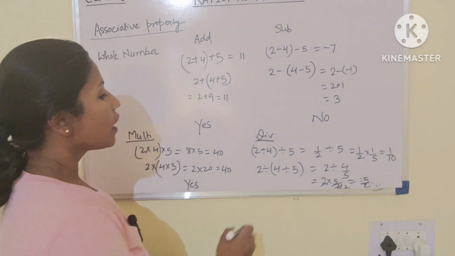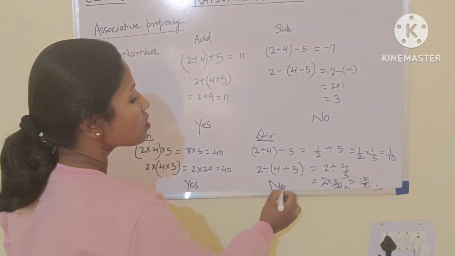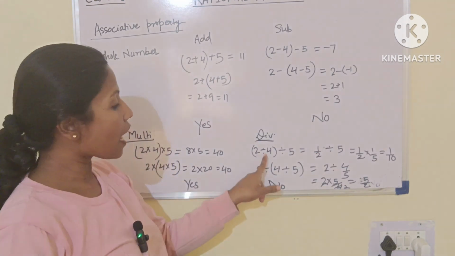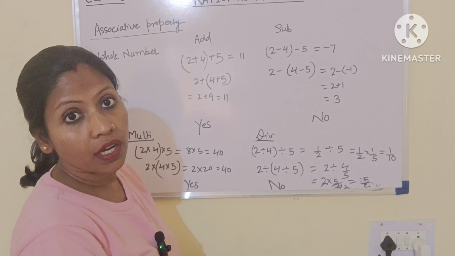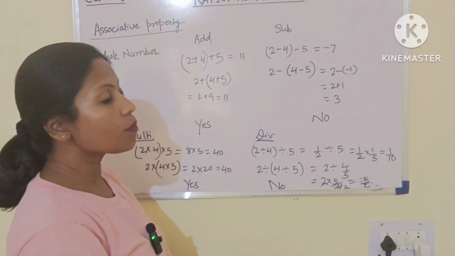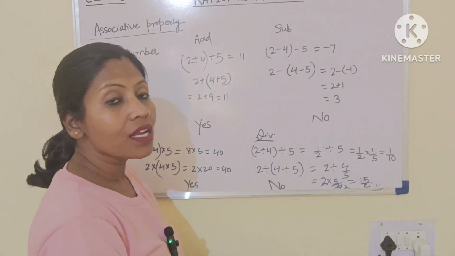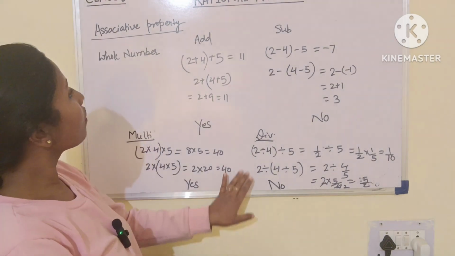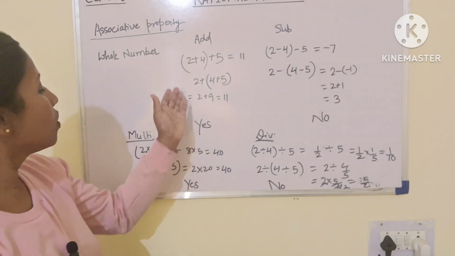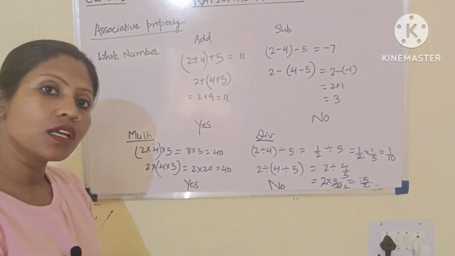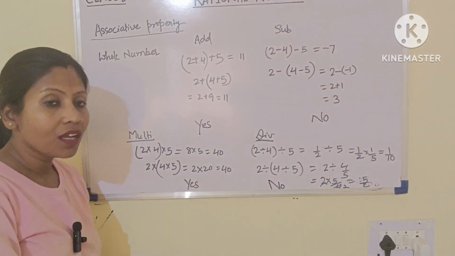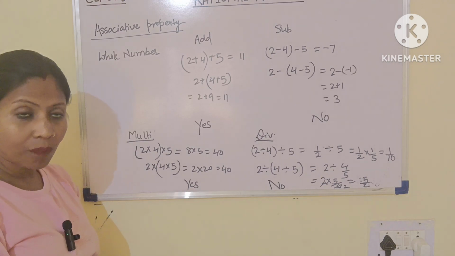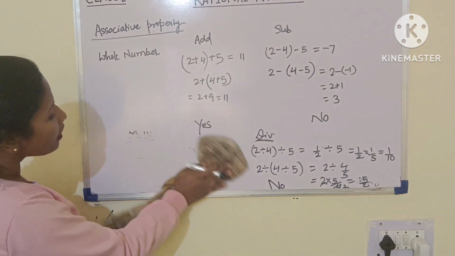So in the division rule, it's not followed. Why? Because this and this, when we are associating with different groups, the result is different. Okay. So association property, the grouping property is not followed in division and subtraction. Although in addition and multiplication, it's working good. So this was about the whole number. The integers also work the same. Let's talk about the rational number.